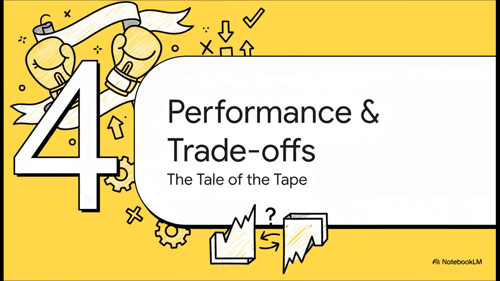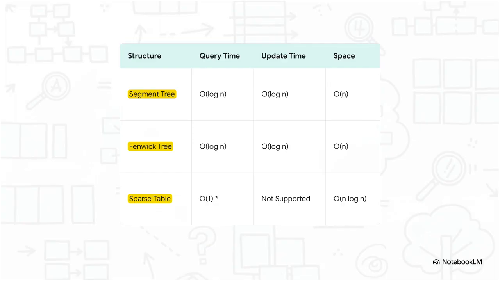All right, let's get to the main event, performance and trade-offs. We've seen how they work, but how do they really stack up head-to-head? This is the tale of the tape, and it's where you'll figure out which one you should actually use. Okay, this table right here, this is the whole story. Look at the segment tree and Fenwick tree. They're perfectly balanced, right? Log n for queries, log n for updates, and a nice lean O(n) for space.